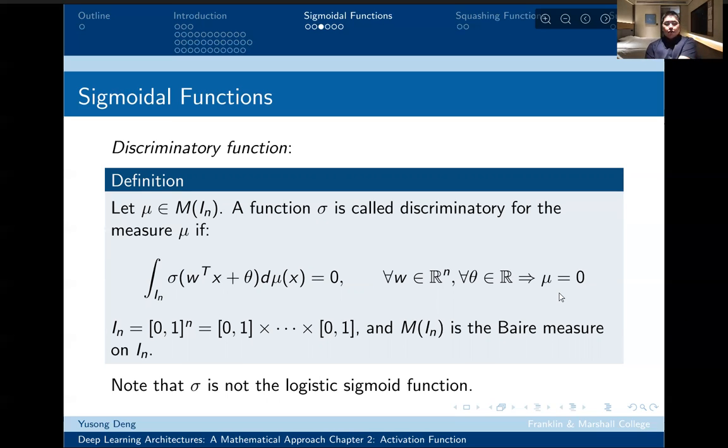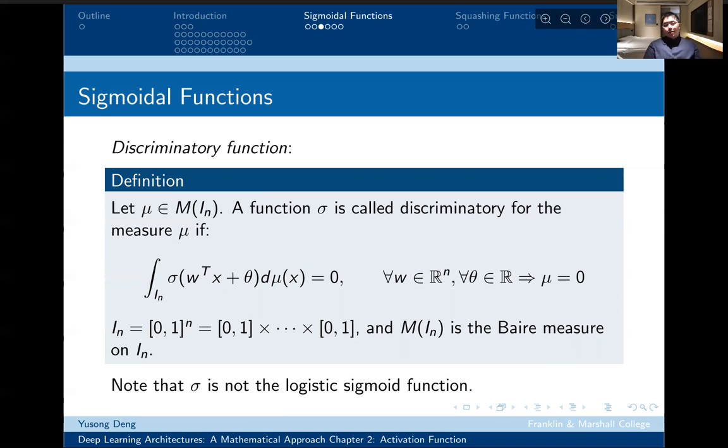And here In is just the unit cube of different dimensions. In equals 0 to 1 times 0 to 1. If n equals 1, that is the line segment from 0 to 1. If it's 2, that is a unit square. If it's 3, that is a unit cube, right? And M represents the Borel measure. Oh, my bad. This measure we didn't talk about in the last section. I will try to make another video to fix this up.